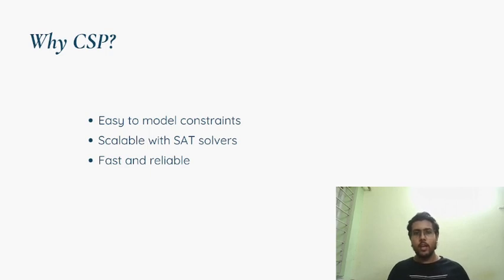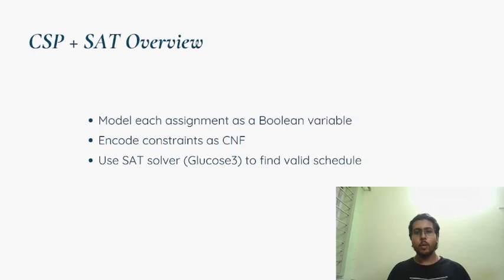It gives us a clean way to model all these rules, and modern SAT solvers make it scalable and super fast. That's what we'll show next. We model the problem as a CSP and then convert it to a SAT problem, and every possible combo becomes a Boolean variable like subject, type, day, slot, room, and faculty.